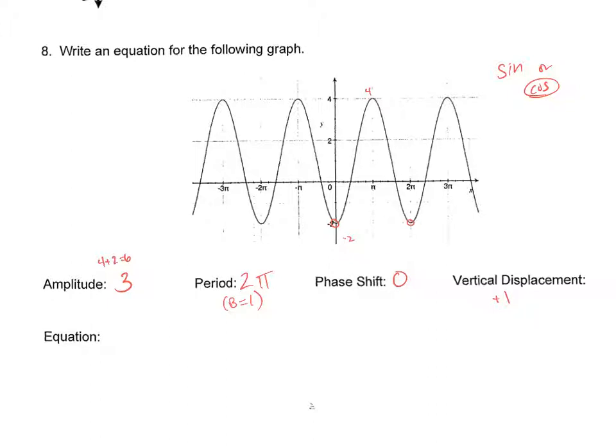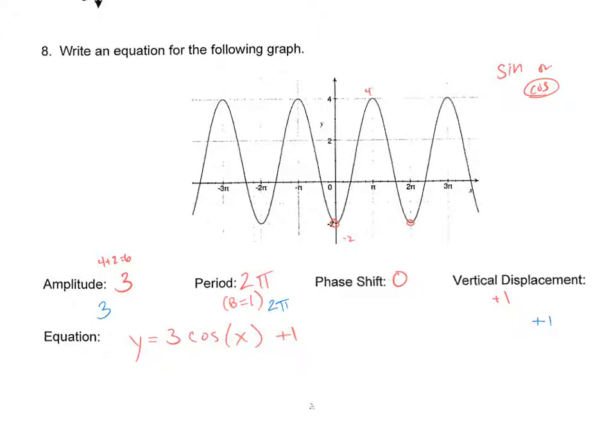Okay, so when I write this in cosine, it is y equals a cosine. All right, there's no b, so it's just x, no phase shift, and then +1 at the end. Now, if I wanted to do this for sine, there's going to be some similarities, okay? My amplitude is still 3, my period is still 2 pi, and my vertical displacement is still 1, but I'm going to have a phase shift, okay?